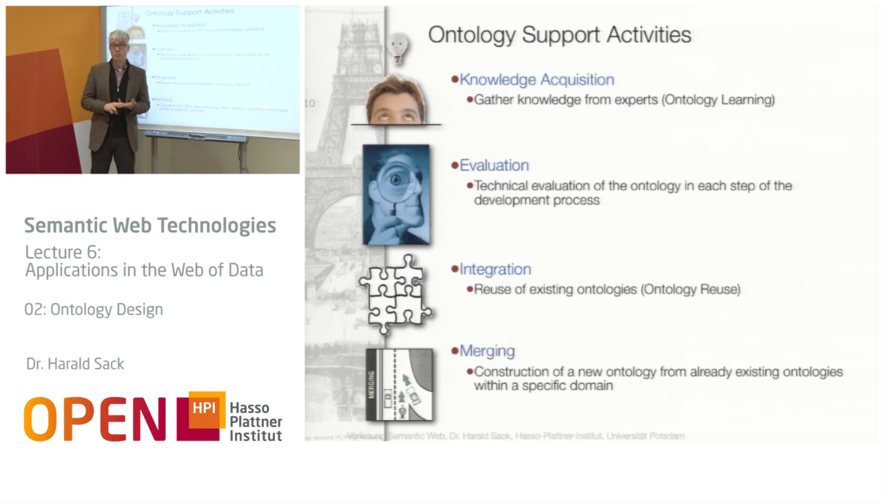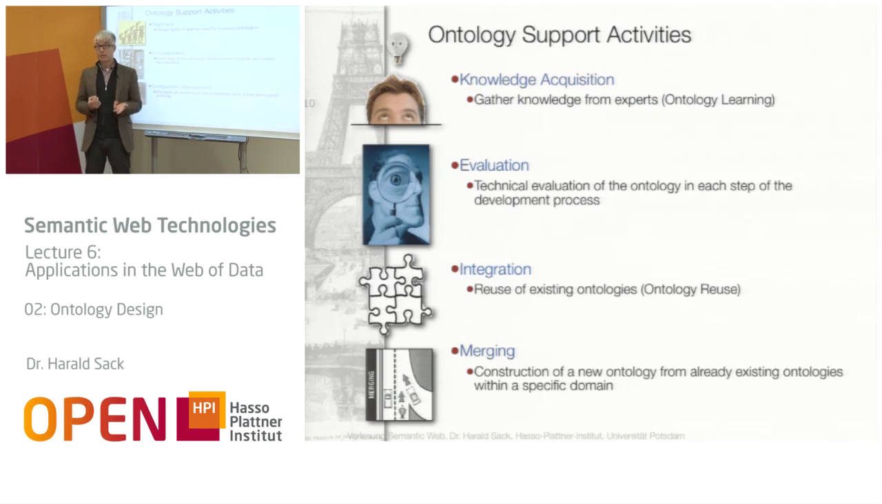Okay, and then there is the point, for example, you might reuse already existing ontologies, ontology reuse. So this is the activity of so-called integration. And there you consider, okay, we could use this or the other ontology for our problem. And in the end, it can also be mandatory to combine several either newly developed or already existing ontologies, to merge them. So merging is also a rather important activity where you construct a new ontology from already existing ontologies within a specific domain where the ontology should be developed for.